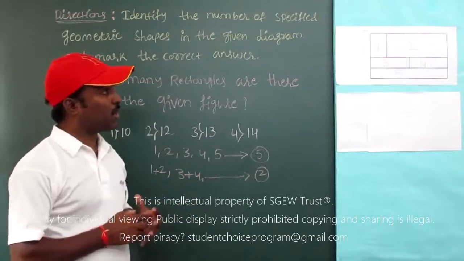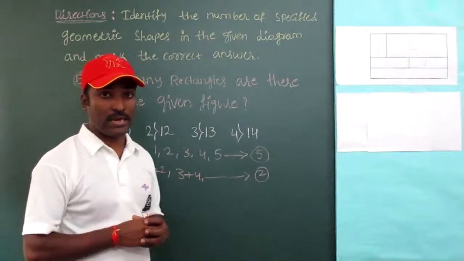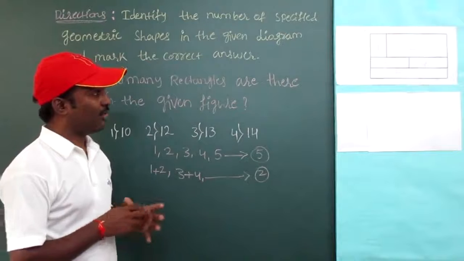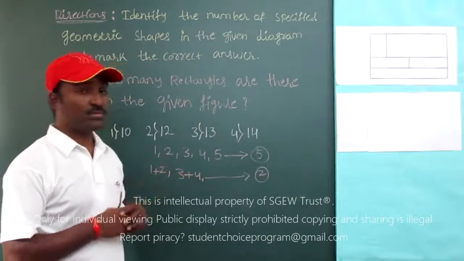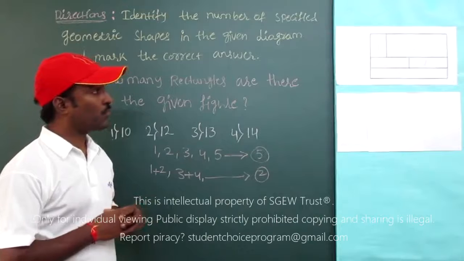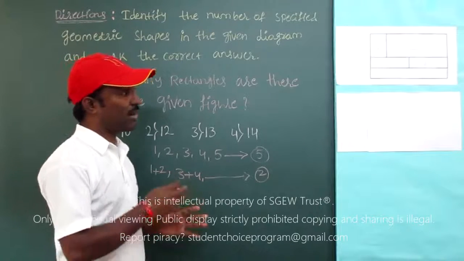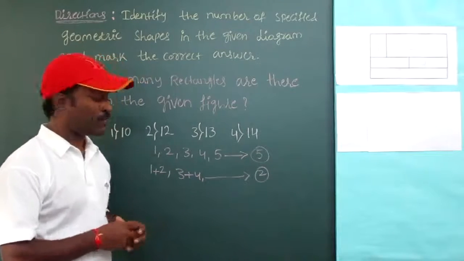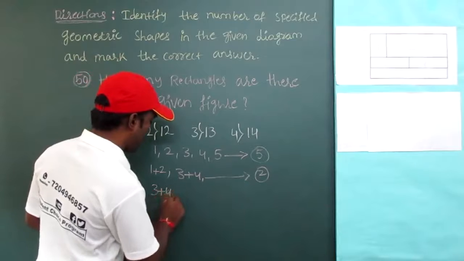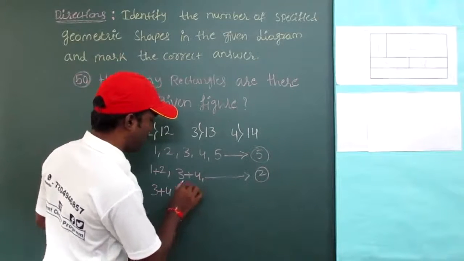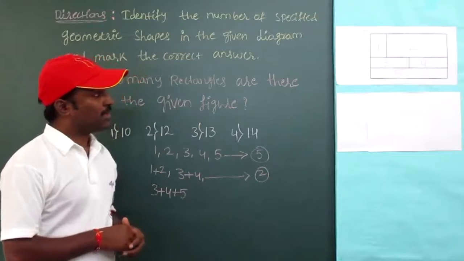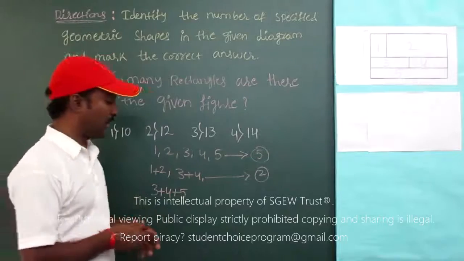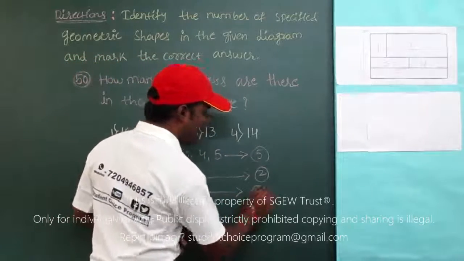Now moving to combination of 3 parts. If you combine part 1, part 2, part 3, do you get a rectangle? No, you are not going to get a rectangle. If you combine part 2, part 3, part 4, do you get one? No. If you combine part 3, part 4, part 5, yes, there is a rectangle. So one rectangle can be formed if you combine part 3, part 4, part 5. Is there any other rectangle which can be obtained by combining 3 parts? No. So only one rectangle is obtained by combining 3 parts.